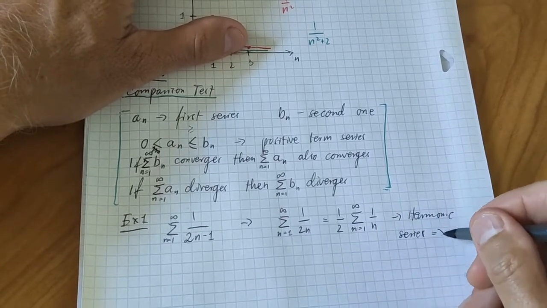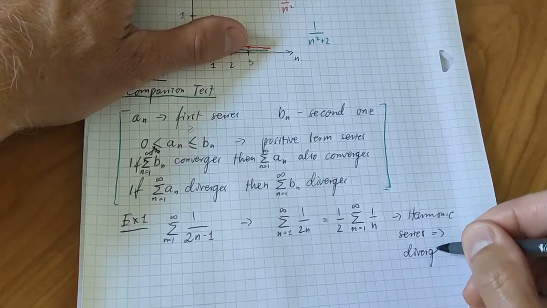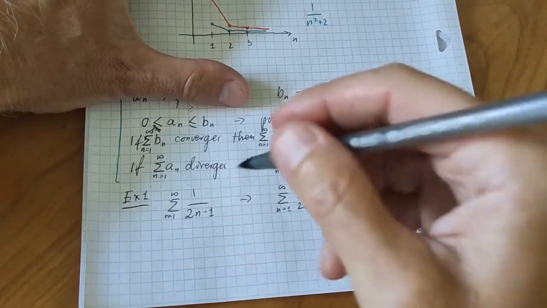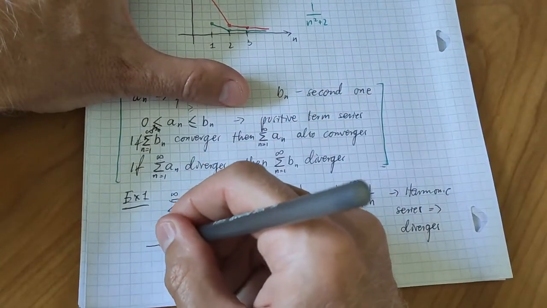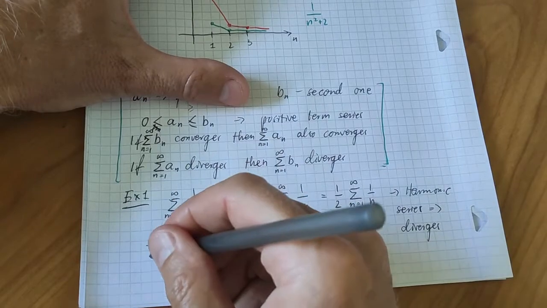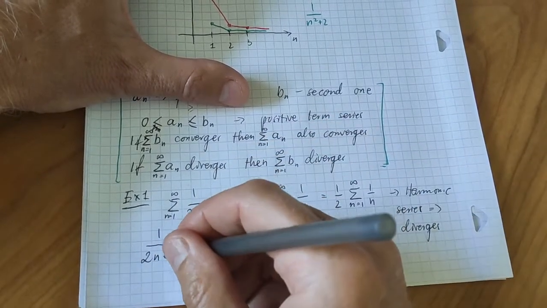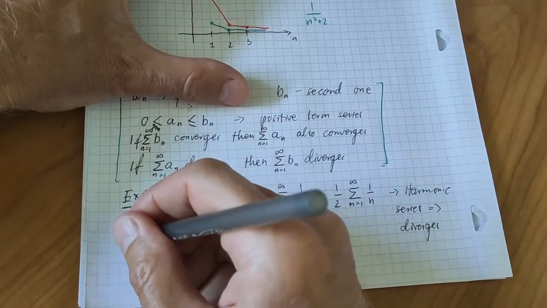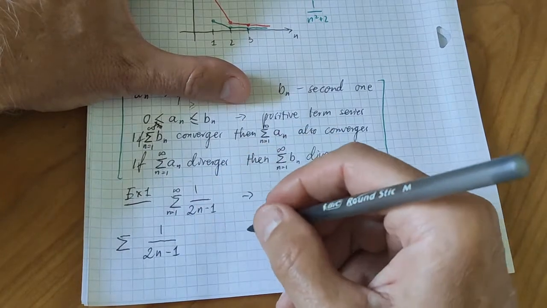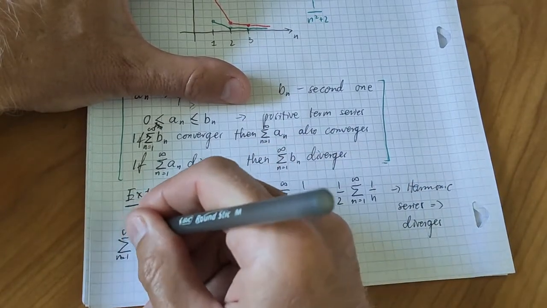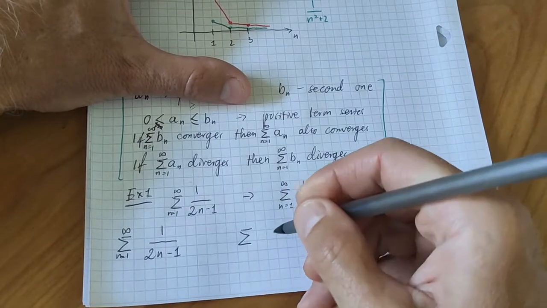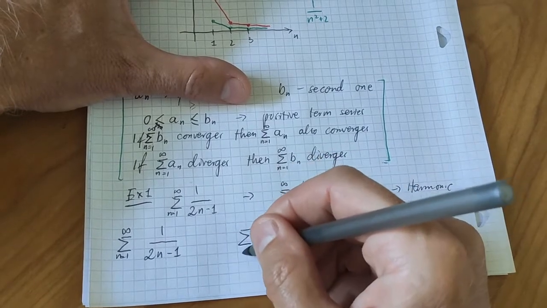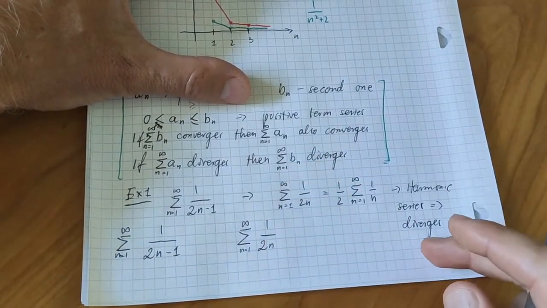Right? And I know that it diverges. Okay, so let's compare them. So this one is 1 over 2n minus 1. And the other one, well, let's put that sum there. And the other one is 1 over 2n, n equals 1 to infinity.